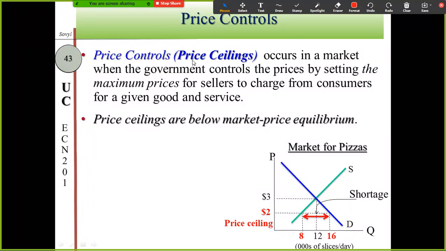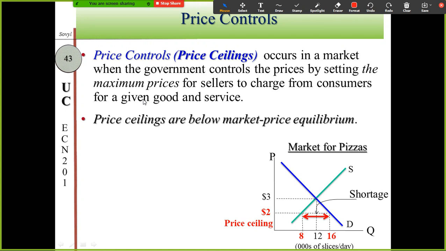Price controls, price ceiling. You know ceiling? In your room, the ceiling is the flat above your head, maybe with the light on it. That's why price controls, who controls? The one who controls is the government. Price control occurs in the market when the government controls prices by setting maximum prices for sellers to charge customers for a given good or service, not all goods, only some goods and some services. Okay? Price control.